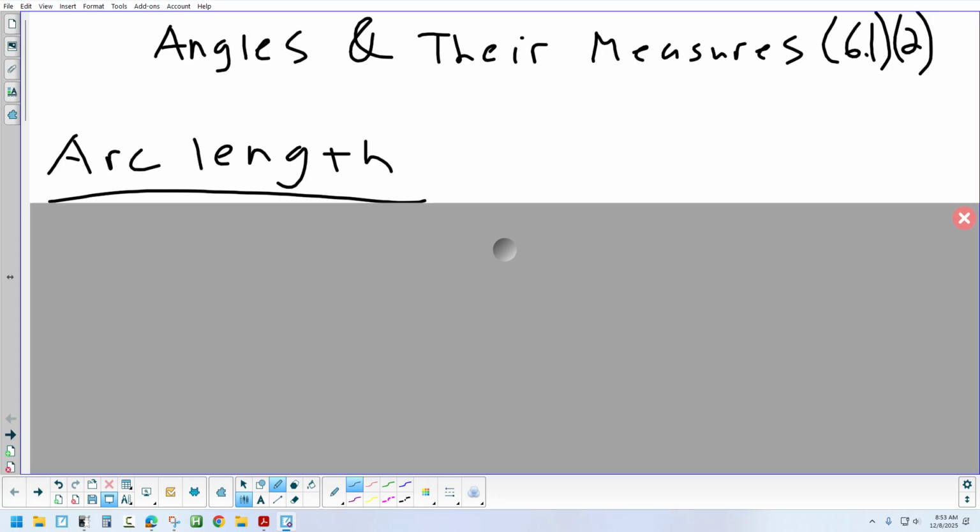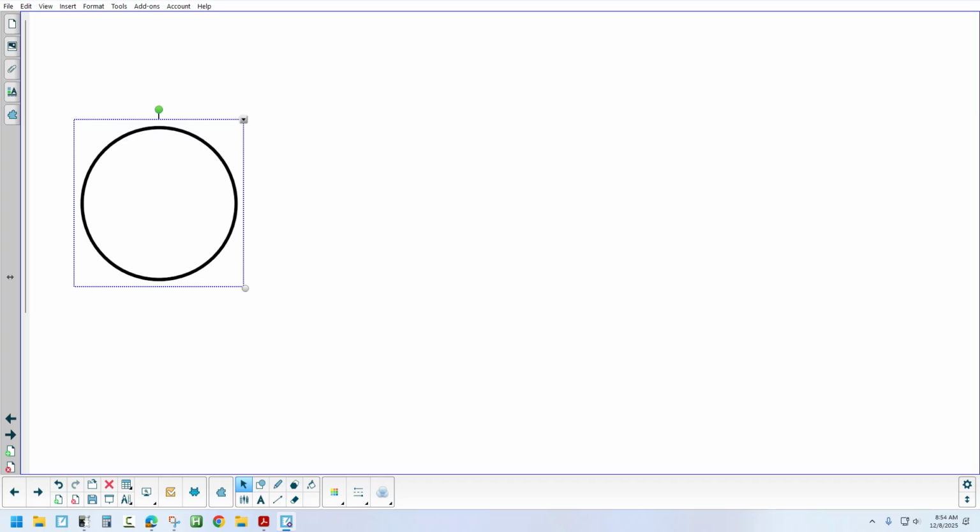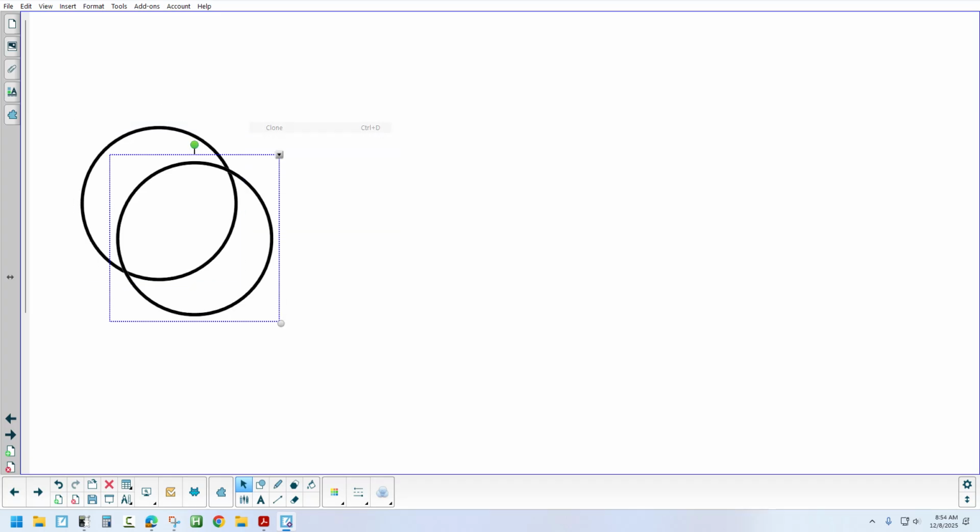Okay, so what is an arc? An arc is basically part of the circumference of a circle. If you had the entire circumference, that's still an arc. It's just an arc that's so big, we usually call it the circumference. Right? So let me draw a couple different arcs. And I want you to notice something.